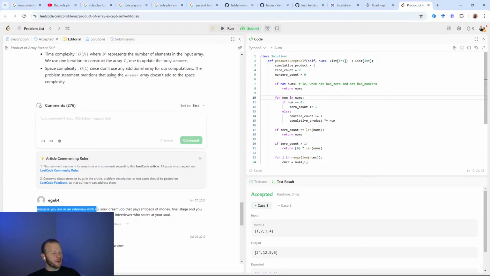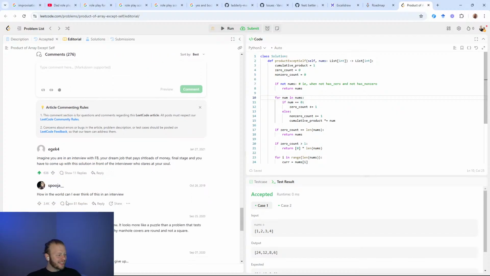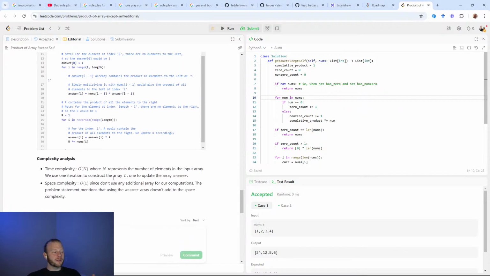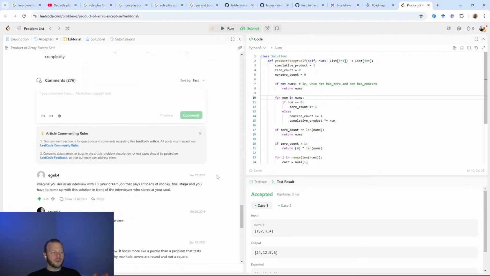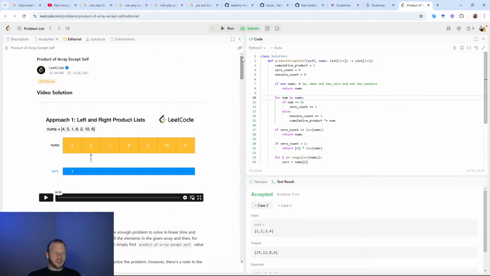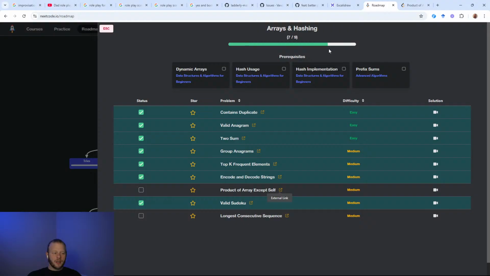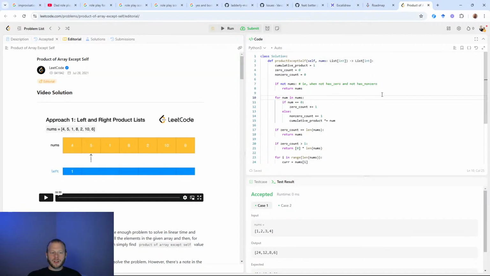Imagine your interview with Facebook, your dream job that pays, and you have to come up with this solution in front of the interviewer who stares at your soul. How in the world can I ever think of this in an interview? You can't, right? You're not going to think of the optimal solution in an interview. You won't. That's why you need to practice beforehand. I've always hated these coding tests. Yeah, they're more like trivia, aren't they? I'm not going to mark this as done. I'm going to come back and revisit this one. Some large proportion of Neetcode problems are just trivia.